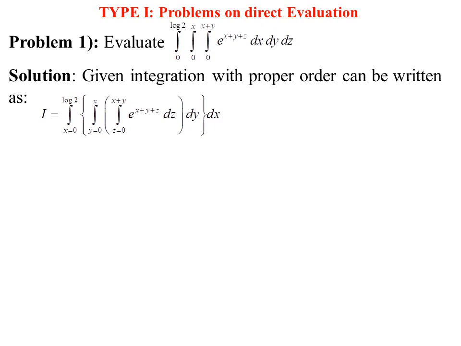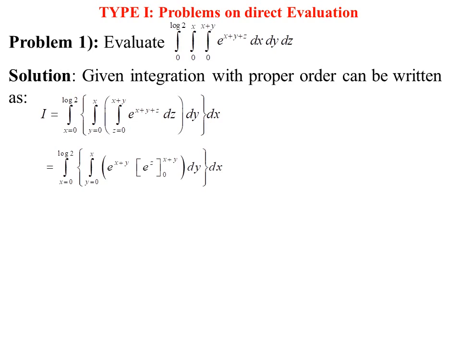Integration x is varying from 0 to log 2, then integration y is varying from 0 to x, then integration z is varying from x plus 0 to x plus y of e raised to power x plus y plus z, first with respect to z, then with respect to y, and then with respect to x. So with this order of integration, let us simplify the problem further.